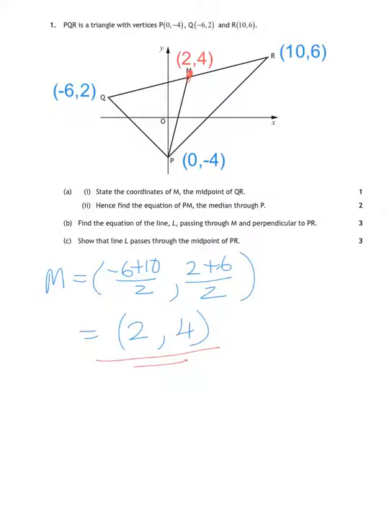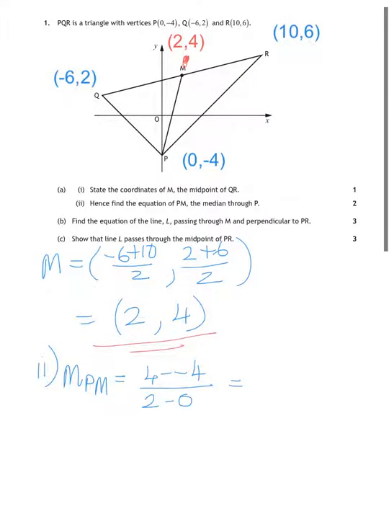So now I'm asked to find the equation of PM, which is the median. Point P is 0 and -4. M is 2, 4. To find the equation of a line, I need both a gradient and a point. Well, I've got 2 points, so I can use those to find the gradient and then use either one of the points to form the equation. And so we have a gradient of 4 take away -4 over 2 take away 0, which gives us 8 over 2, which is 4.